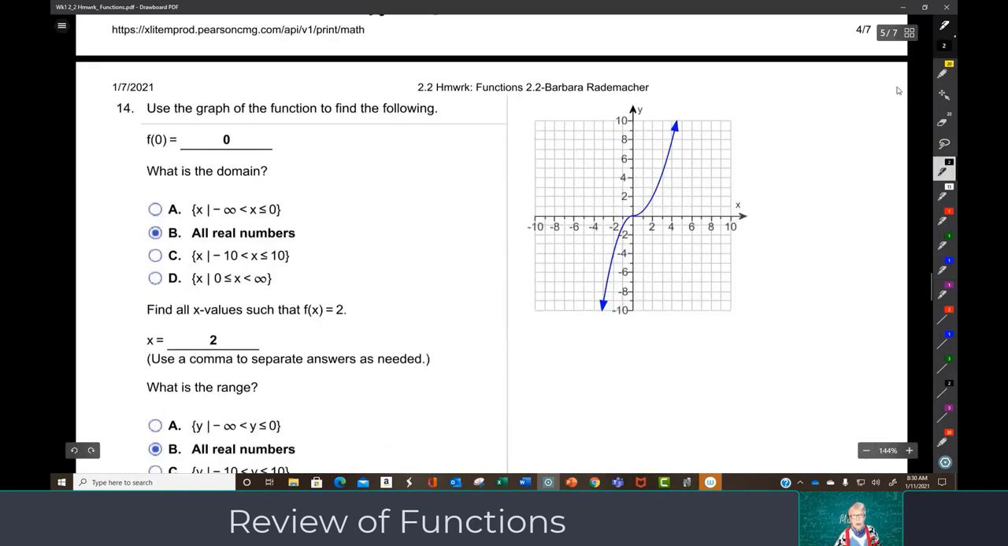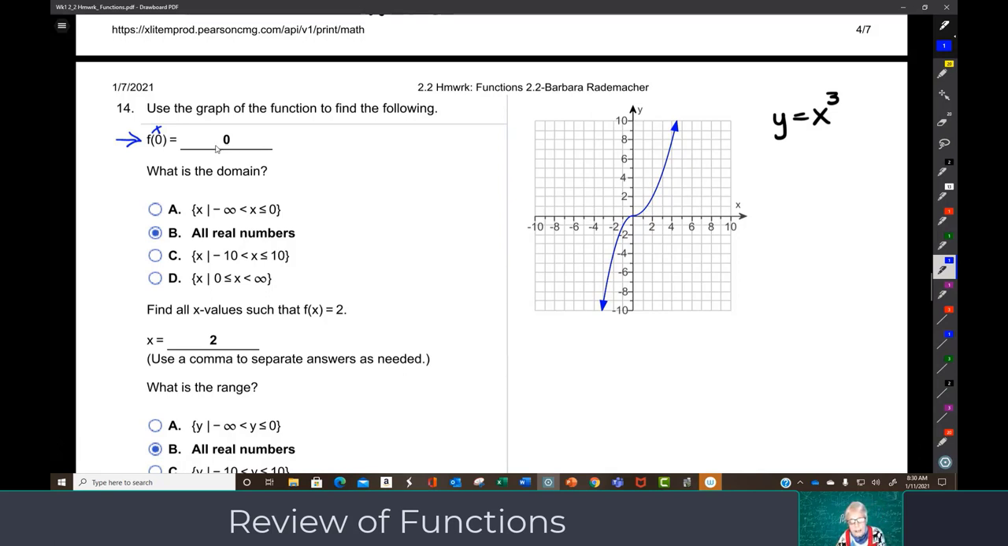Now down here you do have a graph with arrows. This is the graph, incidentally, of at least a version of y equals x to the third. Notice it goes, now this is asking about domain down here, but I need to go in order. It is so easy to not see this first question. What is f of 0? Here's what it means. The number in parentheses is the x coordinate.